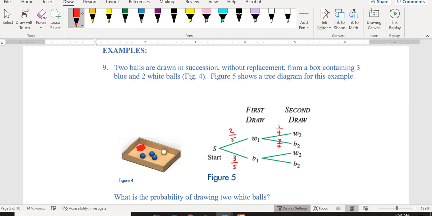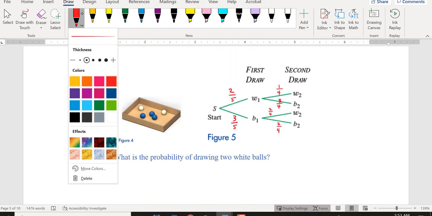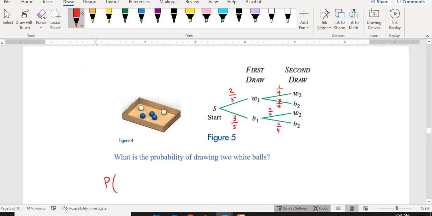Okay. Now let's assume that we drew a blue one on our first. So now this one's gone. The probability of drawing a white on the second would be 2 out of 4. And the probability of drawing a blue on the second would also be 2 out of 4. All right, so now we have all of our probabilities assigned on our tree. What is the probability of drawing 2 white balls? So that's going to be the probability of white on the first and white on the second.